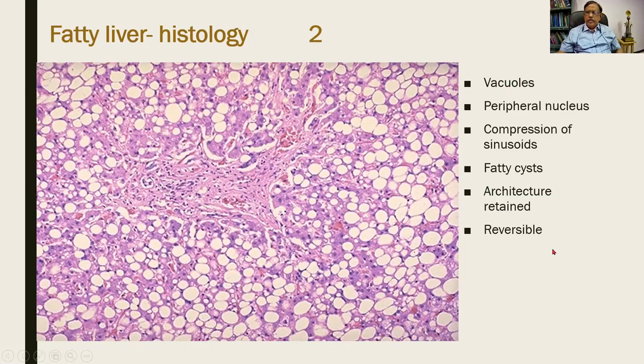The features are all given over here: vacuoles, peripheral nucleus, compression of the sinusoids, fatty cysts. Architecture is retained. I'll come to the word architecture later on. And it is a reversible change. If the patient stops alcohol, probably the liver will revert back to normal.